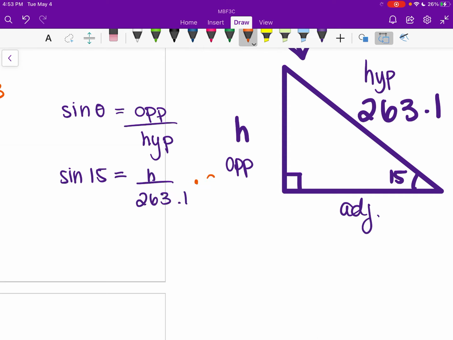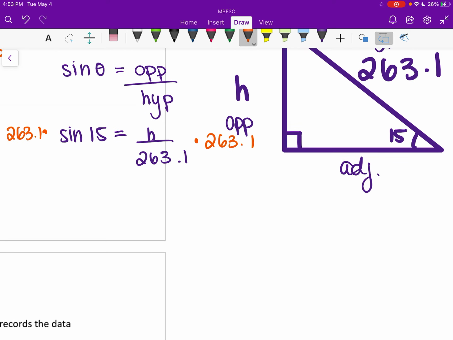In order to get what H is, I'm just going to isolate. So I'm going to multiply both sides by 263.1. So I'm left with 263.1 multiplied by sine 15, which should give me roughly about 68.1 meters is the height. So height is equal to 68.1 feet, sorry, meters.